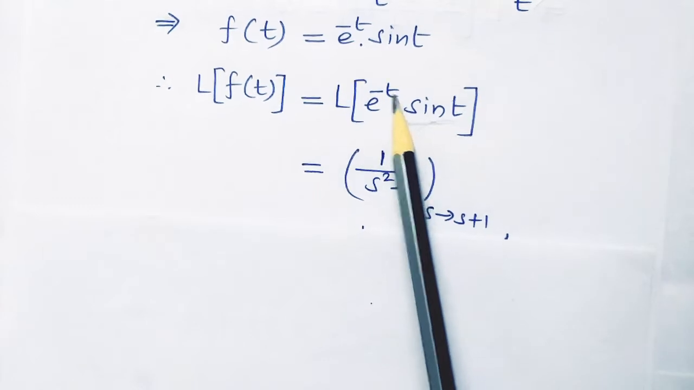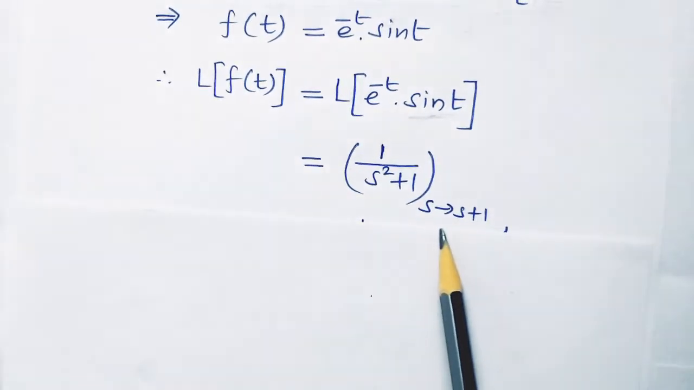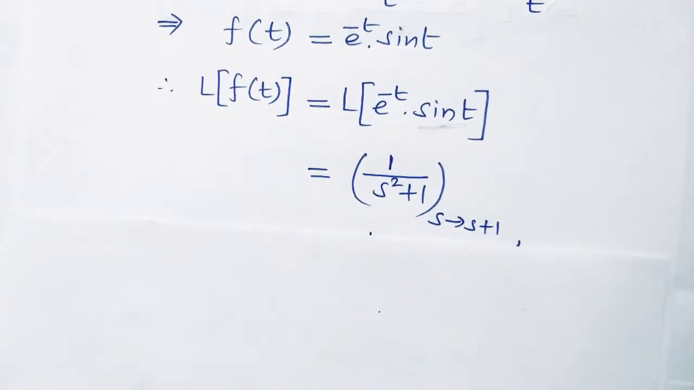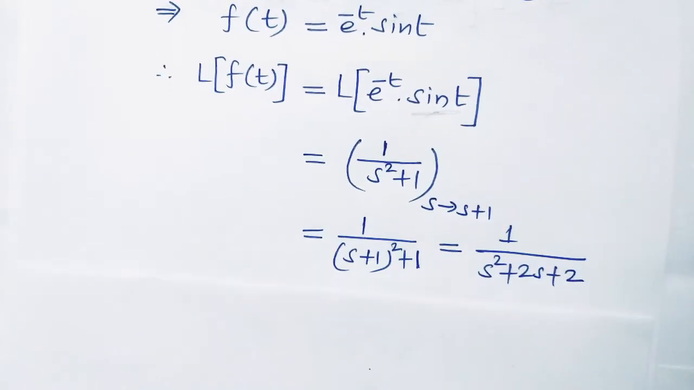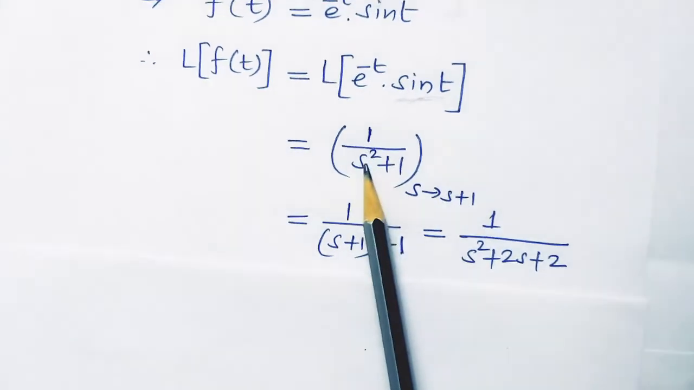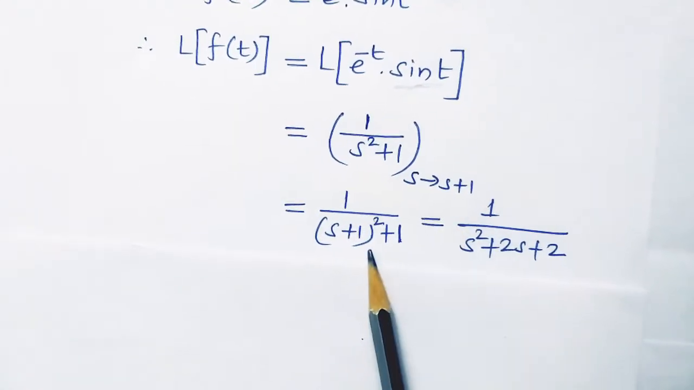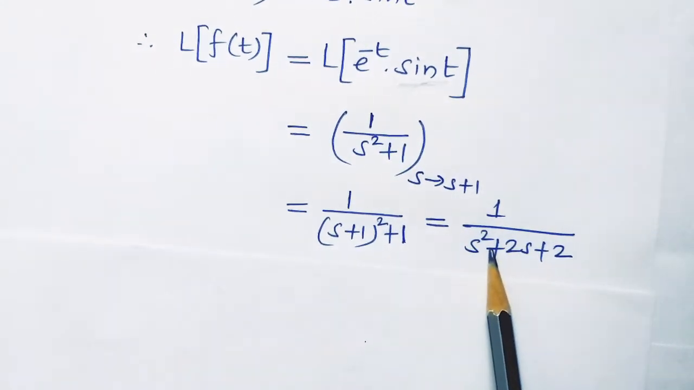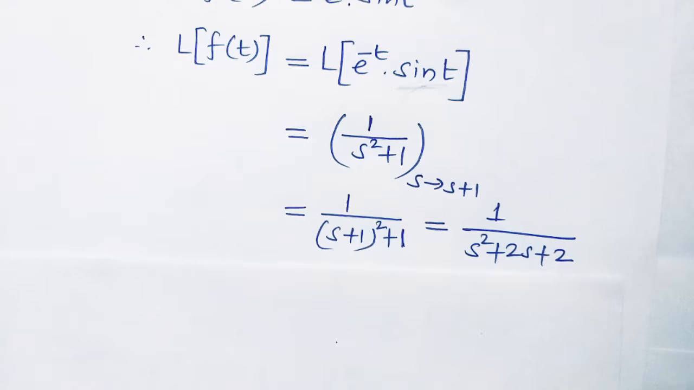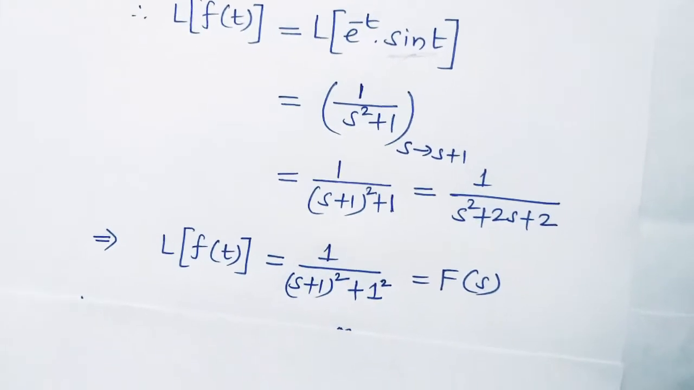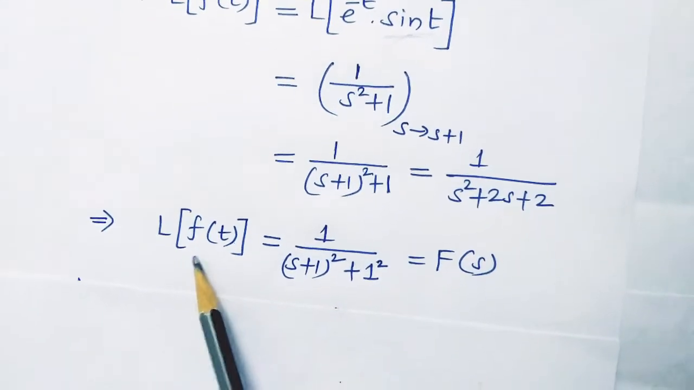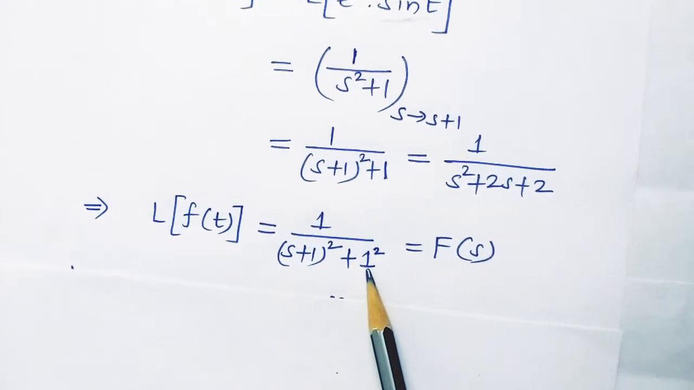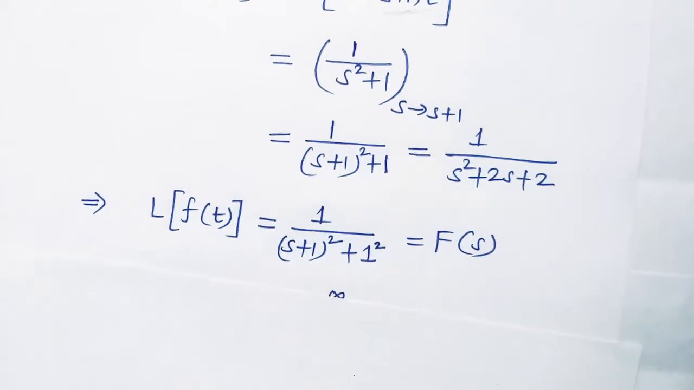The coefficient of t is minus 1. s needs to be changed as s plus 1, so s can be replaced by s plus 1. So in the next step, we can have 1 divided by (s plus 1) whole square plus 1, or it is 1 divided by s square plus 2s plus 2. Now by L of f of t, we have 1 divided by (s plus 1) whole square plus 1 square, which is F of s.